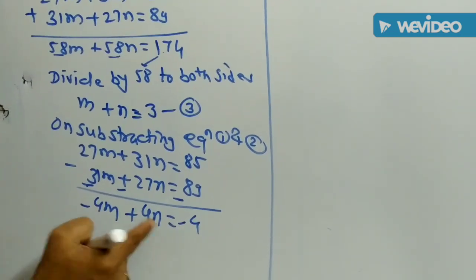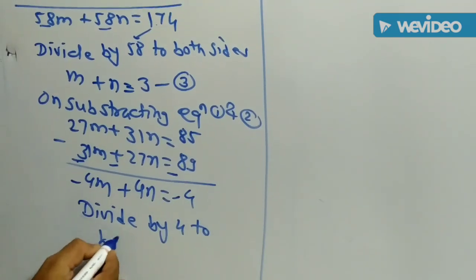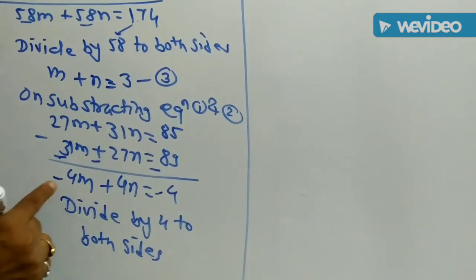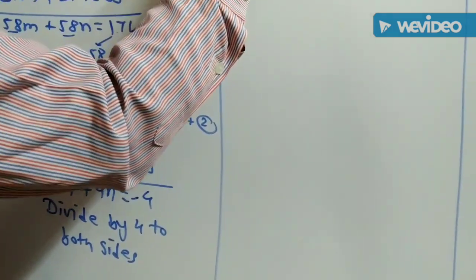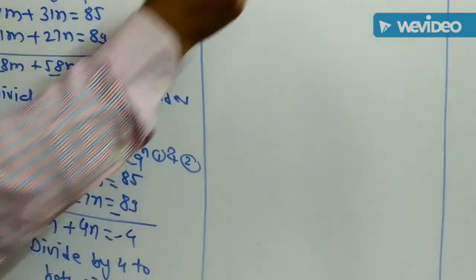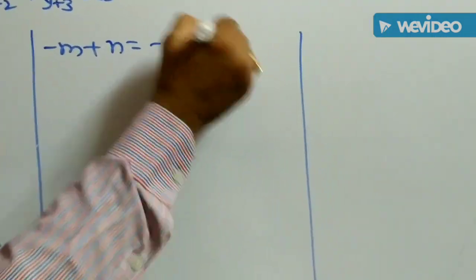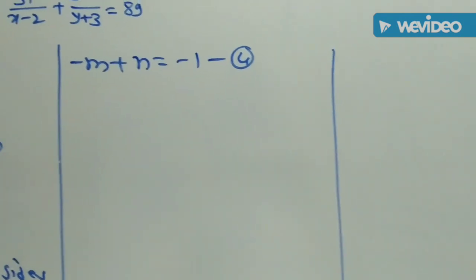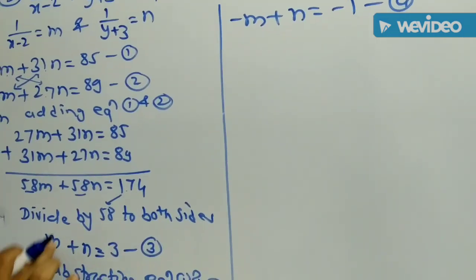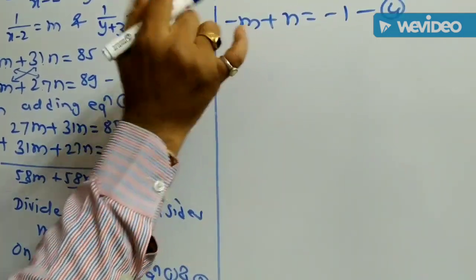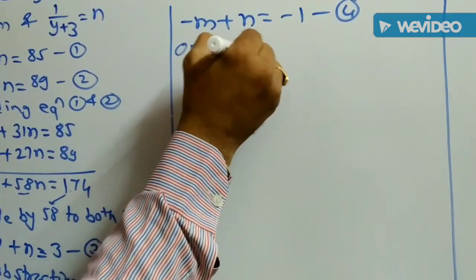Now 4 is the same coefficient, therefore divide by 4 on both sides. Now we get 4 divided by 4 gets 1, remaining is minus m, plus 4 divided by 4, that is 1n, equals minus 4 divided by 4, that is minus 1. Now equation number 4. Now if we see equations 3 and 4, the coefficients of m are the same but the signs are opposite, plus and minus, and if the signs are opposite, then we take addition.